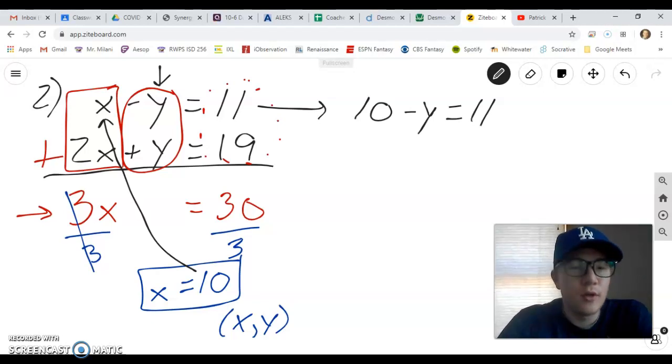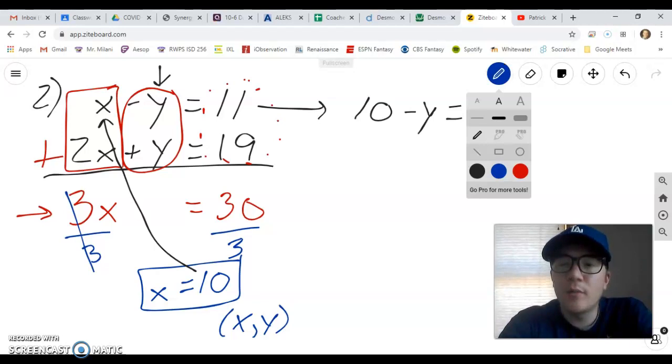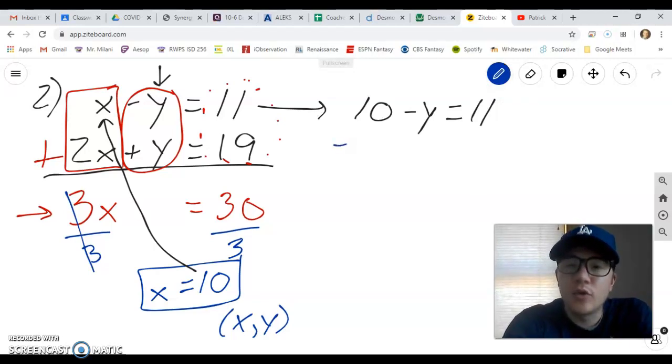Okay, so then I'm going to end up with, hold on a sec. Yeah, no, this is right. Okay, sorry. So then I'm going to end up by subtracting 10 from both sides because I want to eliminate or cancel that 10. Now I've got -y equals 1.